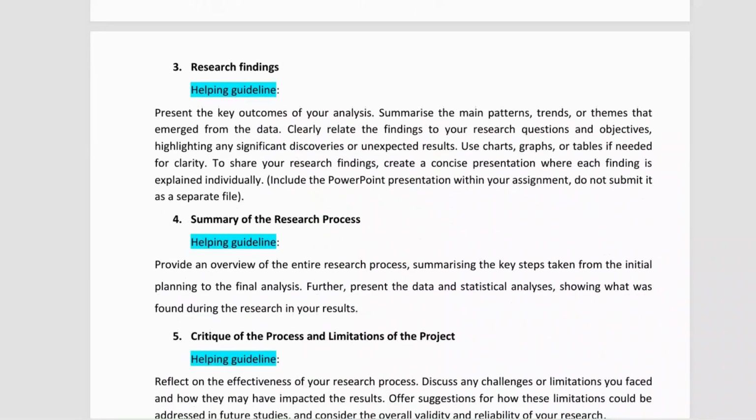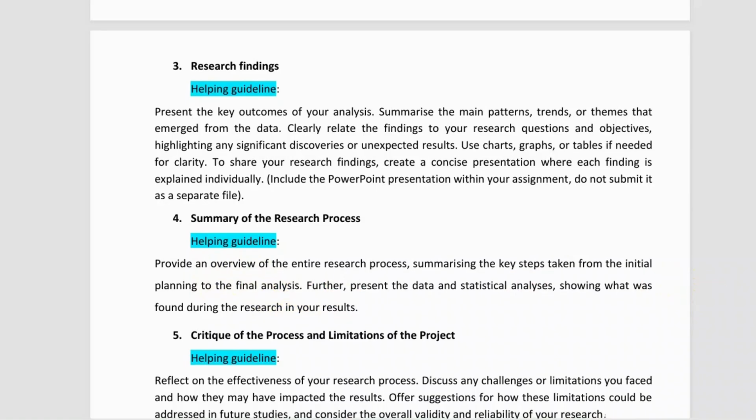Now, after this, there comes another section, that is summary of the research project. This is the section where you have to provide a summary of the whole research project. Like, this is an overview of the entire research journey, starting from the planning to the analysis to incorporating the research findings to finding out the results and everything. All right, so you have to briefly discuss in this summary of the research process what you have planned, what actually you have done, what data you have collected, how you have analyzed the data, what results came out. So everything you need to discuss under this summary section of the research process.